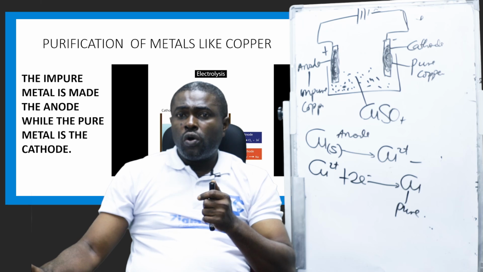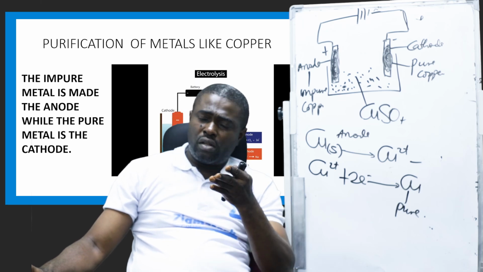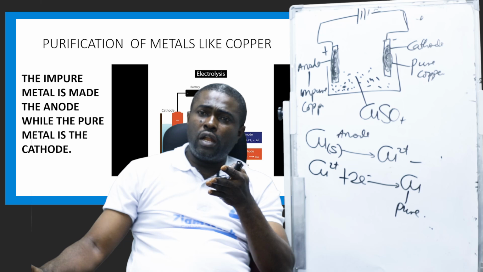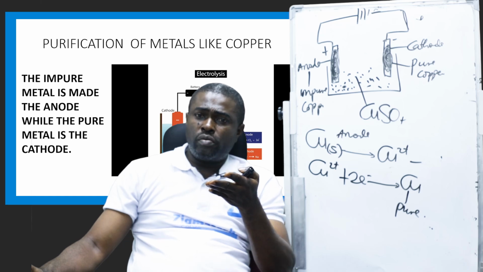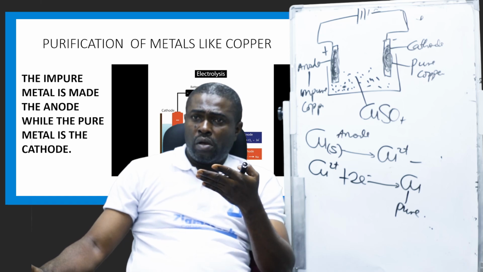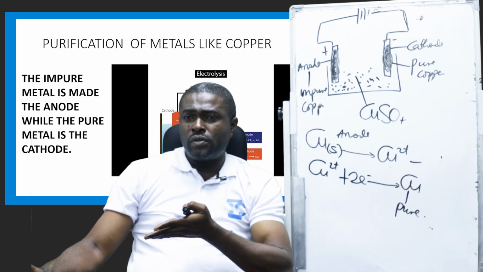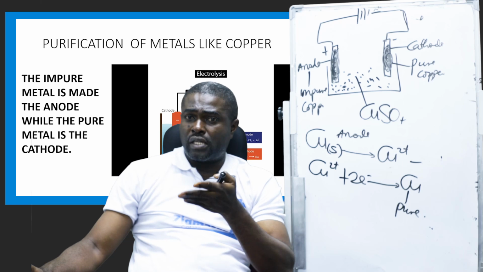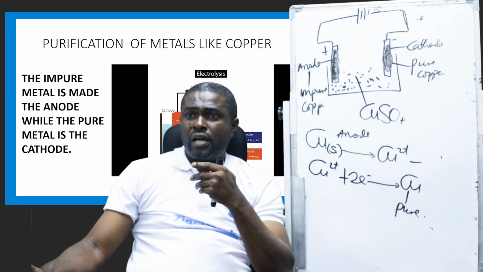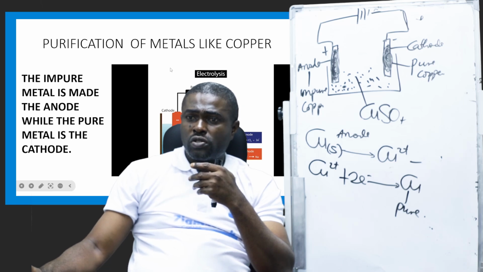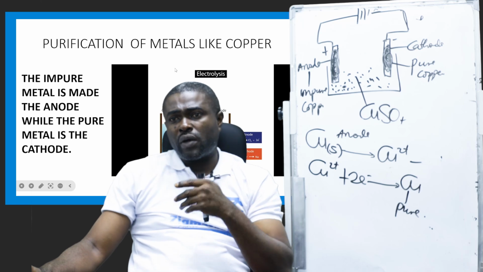So, let us look at this. Let us assume that we want to coat a silver spoon, or an ordinary spoon anyway, with silver. Ordinary spoon with silver. Let us coat an ordinary spoon with silver. So what are we going to do?